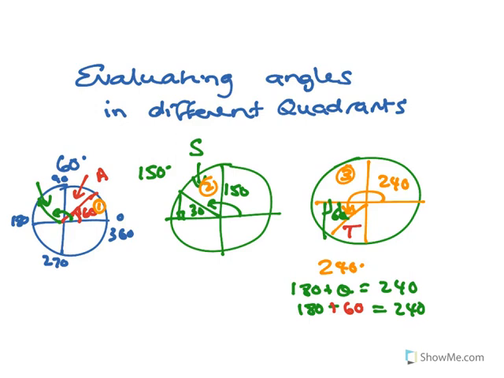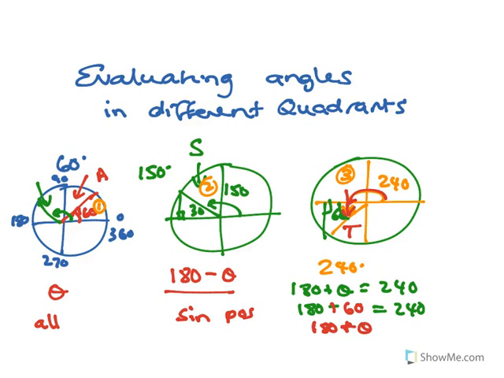So far, all in the first quadrant, that's just theta, it's just the acute angle. This one is 180 minus theta, and only sine is positive. They're all positive there. This one is 180 plus theta. So to get the acute angle, you're going all the way to 180 plus what do you add to give that angle? And tan only is positive.